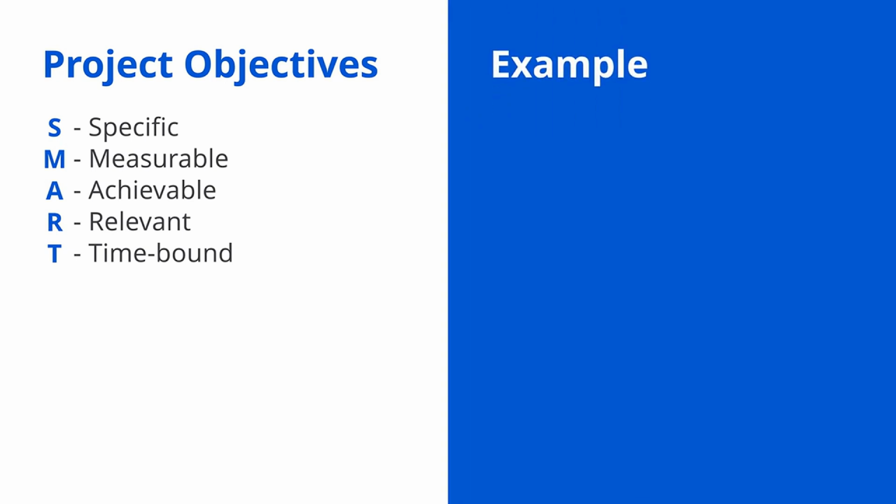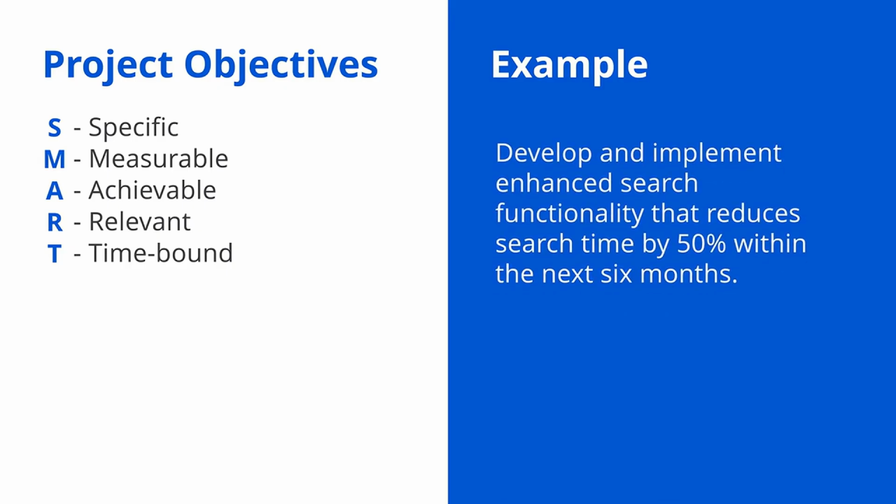For example, an objective of our library's database could be: develop and implement enhanced search functionality that reduces search time by 50% within the next 6 months. This clear objective provides a roadmap for the project. They help to focus the project team's efforts and allocate resources effectively.